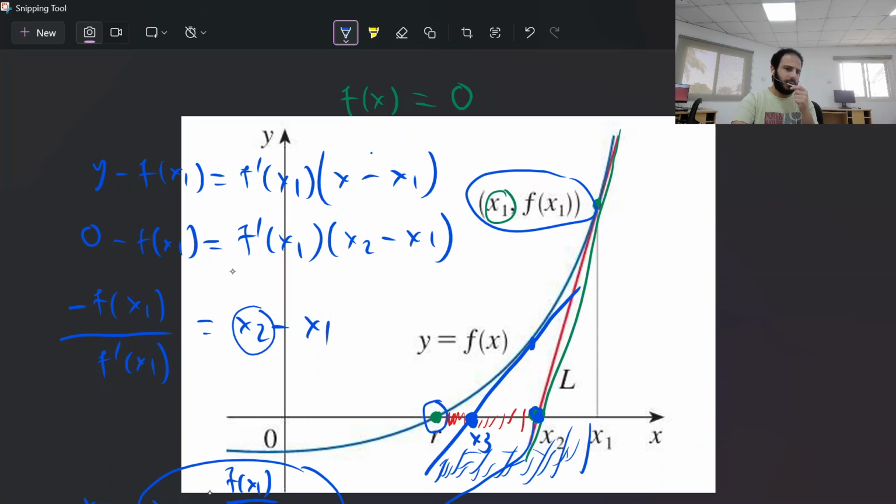But now, what should we say here? I divided by f prime of x1, right? So what should I say here about f prime of x1? When you divide by something, you need to say what?